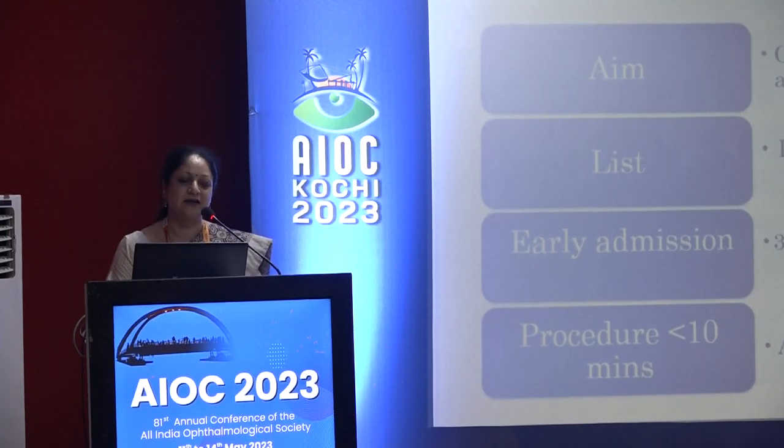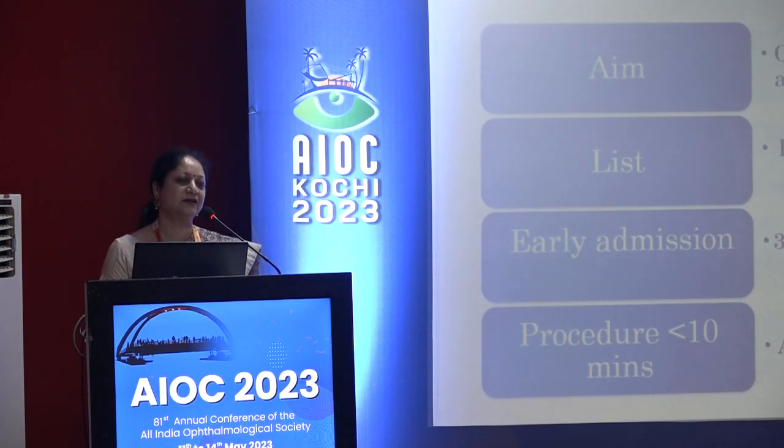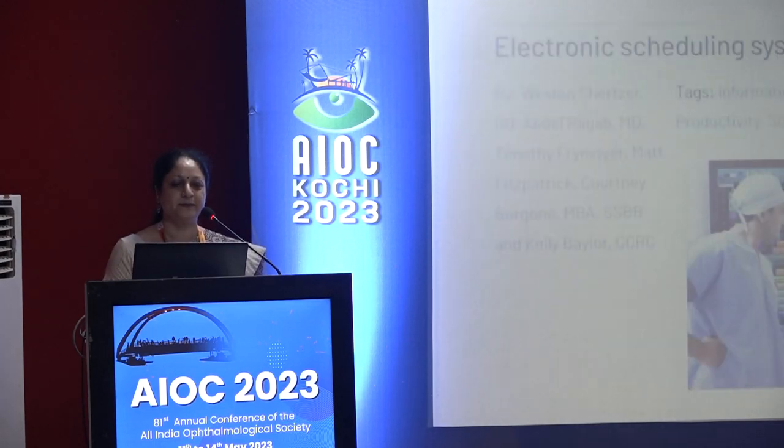So for a 7:30 surgery time, the patient should be in the hospital at 7 o'clock or 6:45. If the procedure is less than 10 minutes, then admit 3 to 4 patients before starting the first case, so that the surgeon is not free in between and not wasting his or her time.